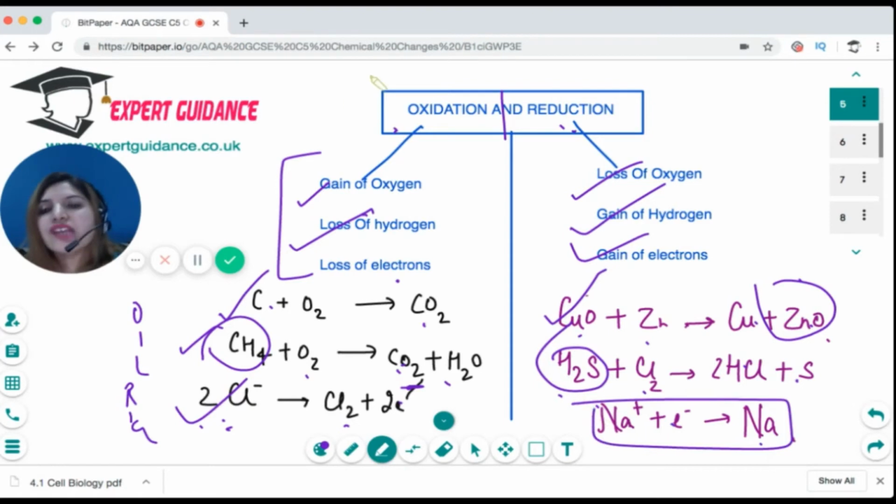Okay, so I hope these oxidation and reduction definitions are clear to you, because in the exam they can give you a reaction and ask you to say whether it's an oxidation or reduction. You have to look for these three cases.